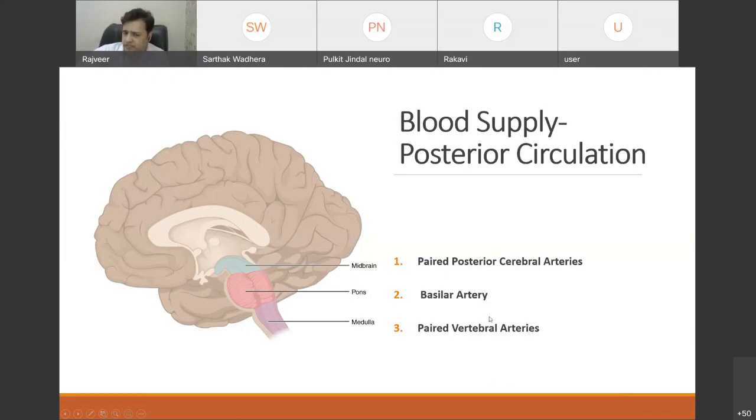Cerebellum is mainly supplied by 3 arteries: superior cerebellar artery, AICA, anterior inferior cerebellar artery, and PICA, posterior inferior cerebellar artery. Superior cerebellar and AICA arise from the basilar artery, and PICA arises from the vertebral artery. So any lesion in the basilar artery or vertebral artery will give rise to symptoms of the pons or medulla, along with the cerebellar infarction, and posterior cerebral artery will involve the area of midbrain and also the occipital and medial temporal lobe.